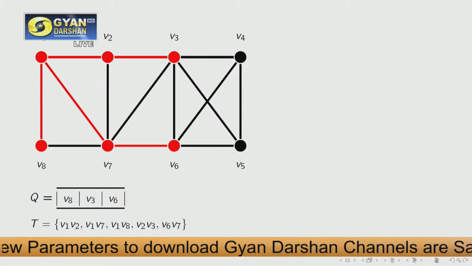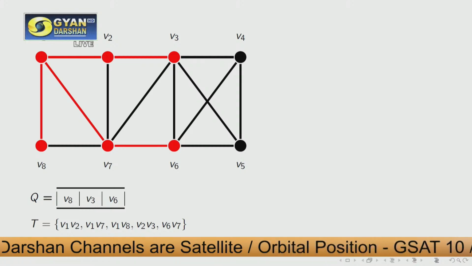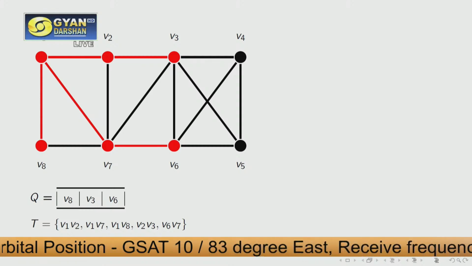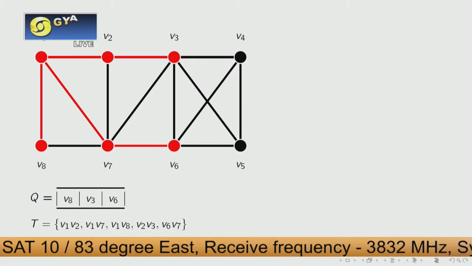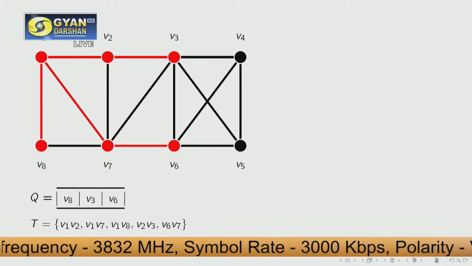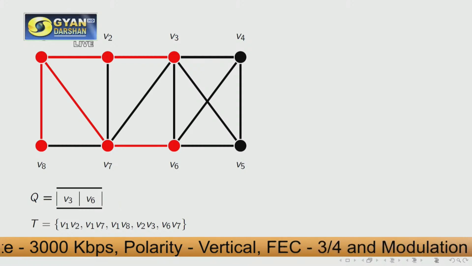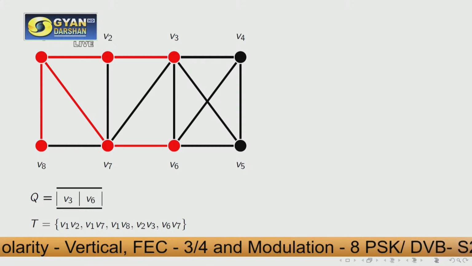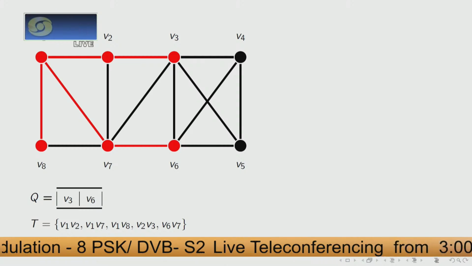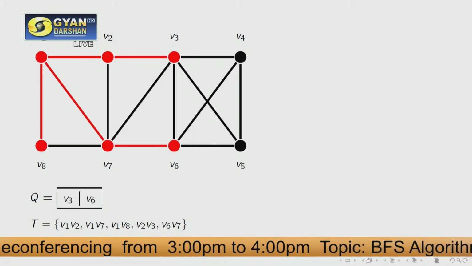So now the next vertex that has to be removed from Q is V8. But as you can see in the graph, all the neighbors of V8 have already been visited. So we just remove V8 from Q, but there is no change in T because no new edge is being added. So V8 is just removed from Q, but there is no change in T. Again we can see that Q is still non-empty, so we just remove the vertex V3 from Q.